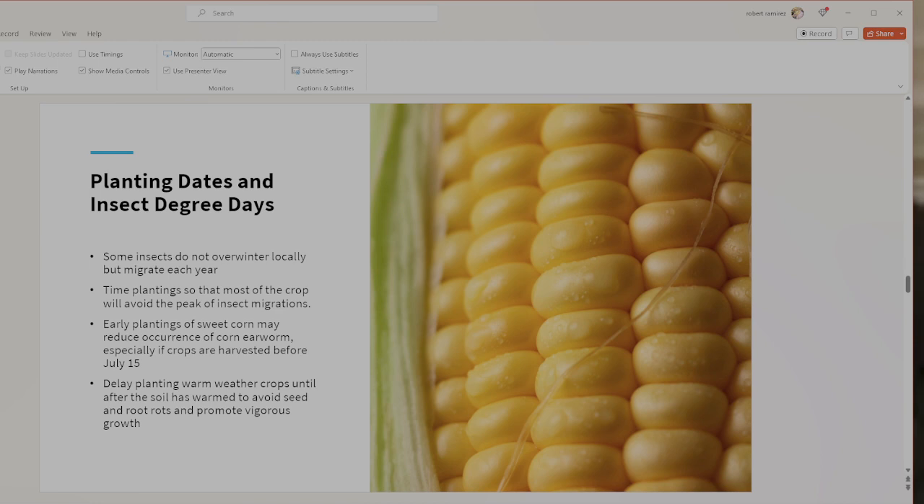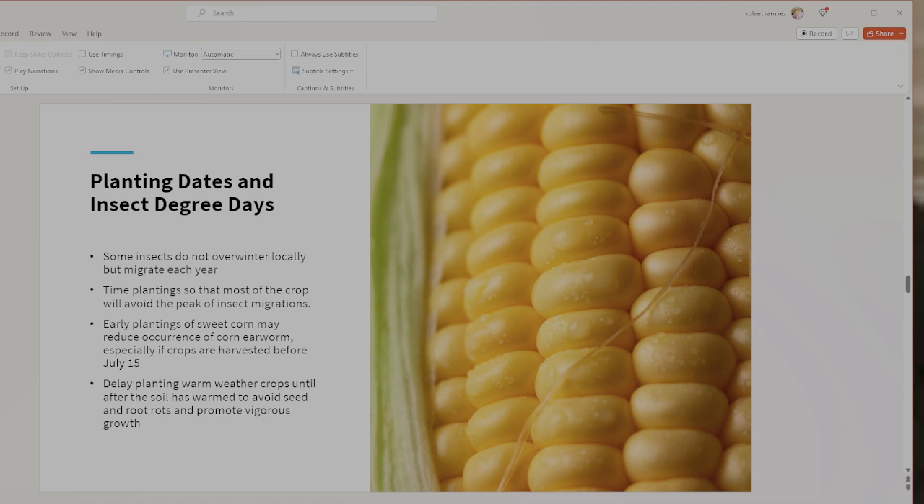Planting dates and insect degree days. Some insects do not overwinter locally but migrate each year. Time planting so that most of the crops will avoid the peak of insect migrations. Early planting of sweet corn may reduce occurrence of corn earworm, especially if the crops are harvested before July 15th.